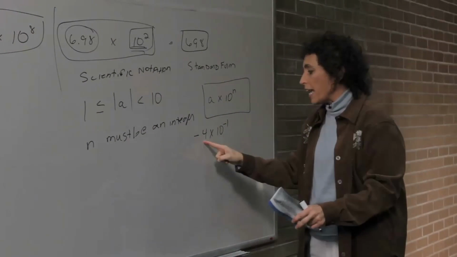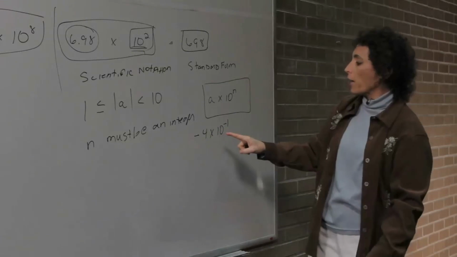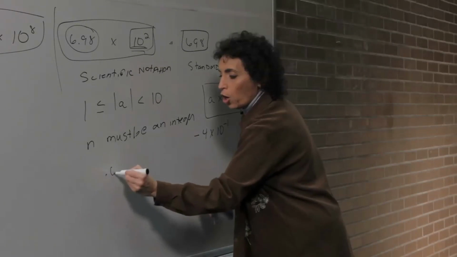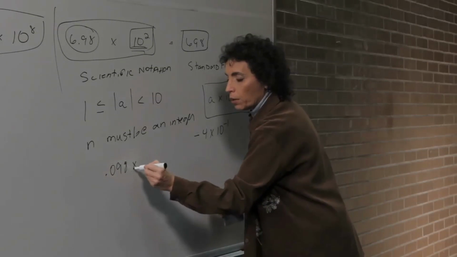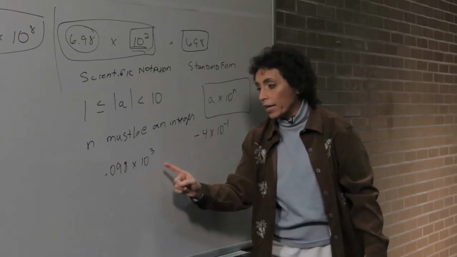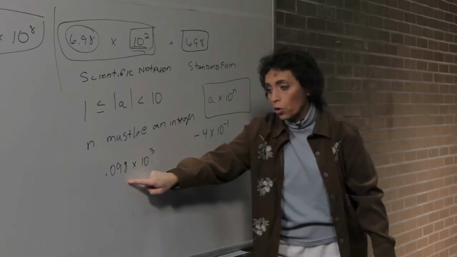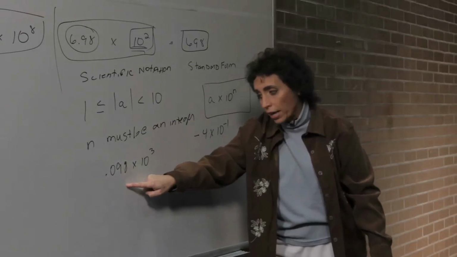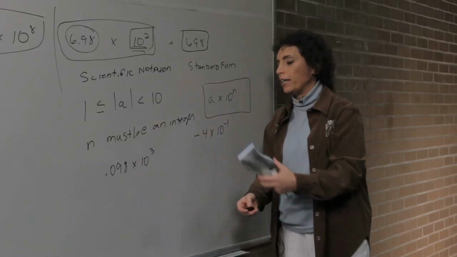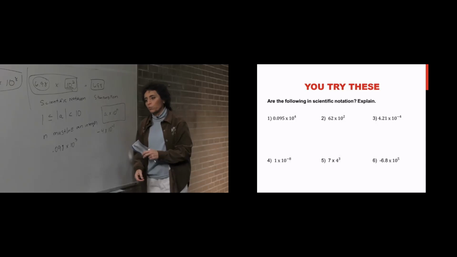So we can have a negative number here as well, but we can't have something that looks like this, 0.098 times 10 to the third. That is not considered scientific notation. Why not? Because this A here is not between 1 and 10. So we need to know when our numbers are in scientific notation and when they're not. So let's take a look at some problems.